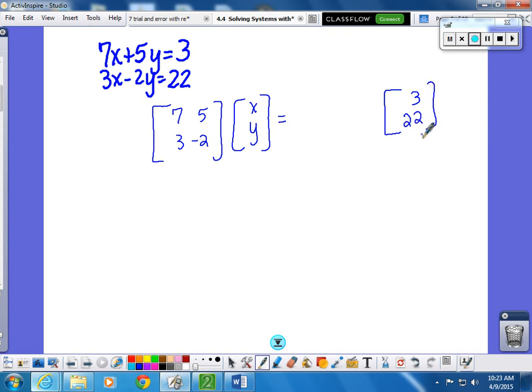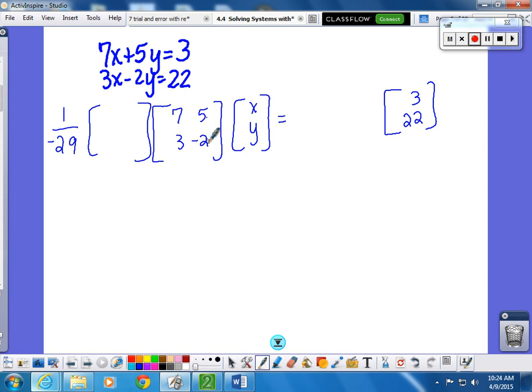Alright, now, I have to find the inverse of this one because this is the one I'm getting rid of, right? Because what do I eventually want? XY. My XY. Okay, so what's the determinant? Negative 14 minus 15. Agreed?